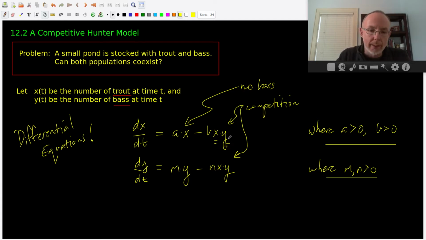So let's look at this system, and when I go to the next page, I'm going to notice that I can factor out an x from the first equation and leave a minus by, and from the second equation I can factor out a y and leave n minus nx, and that's how I'm going to rewrite the equations.